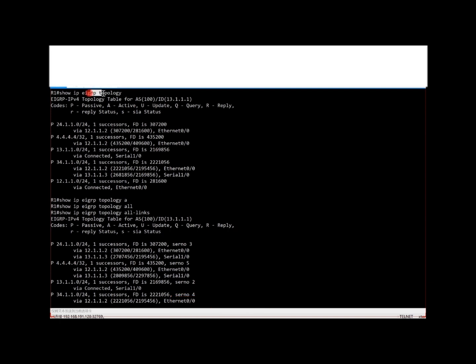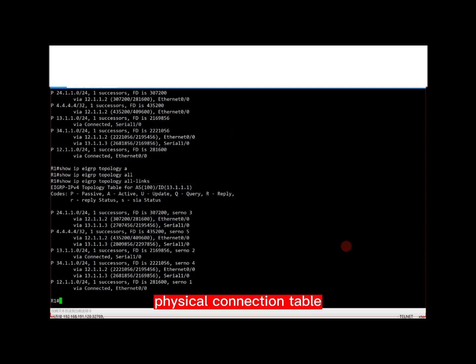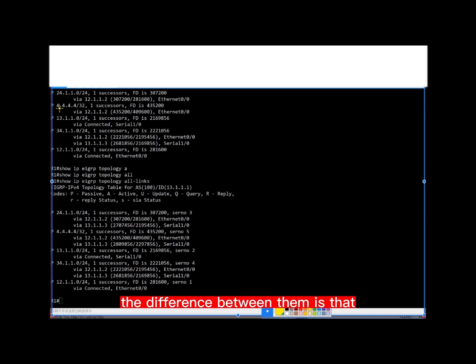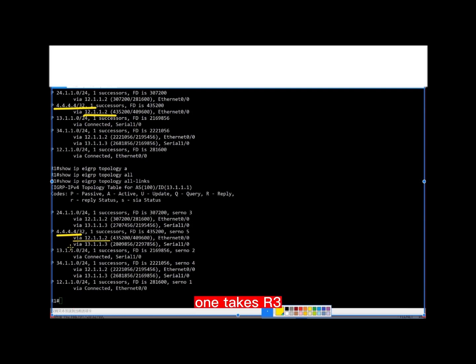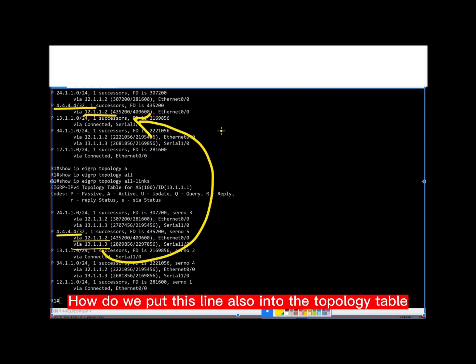Everyone can see. Above is a topology table. Below is the topology physical connection table. The difference between them is that if R1 now goes to the root 4.4.4.4, there is only one next hop in the topology table, 12.1.1.2. But in the physical connection table there are two. One takes R2. One takes R3. Then the question we think about is, if now the following line does not appear in the topology table, how do we put this line also into the topology table? Let's study this problem together.